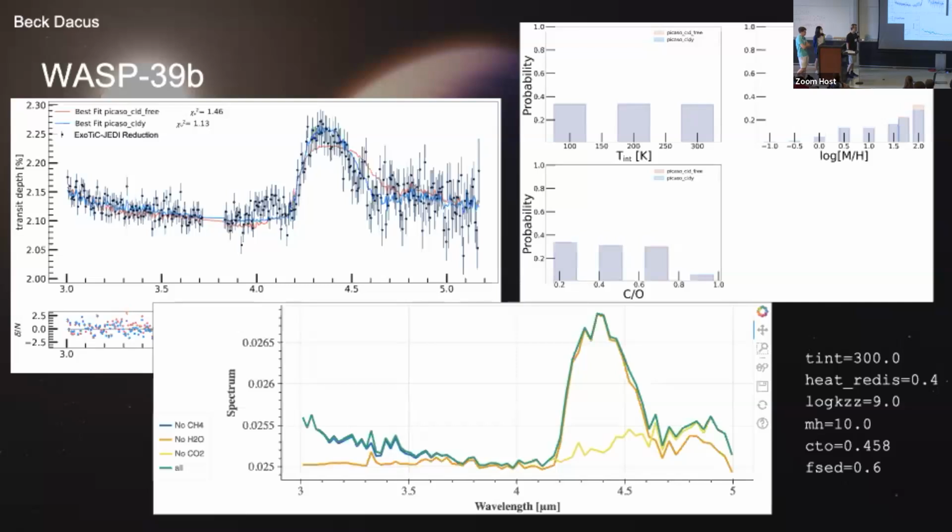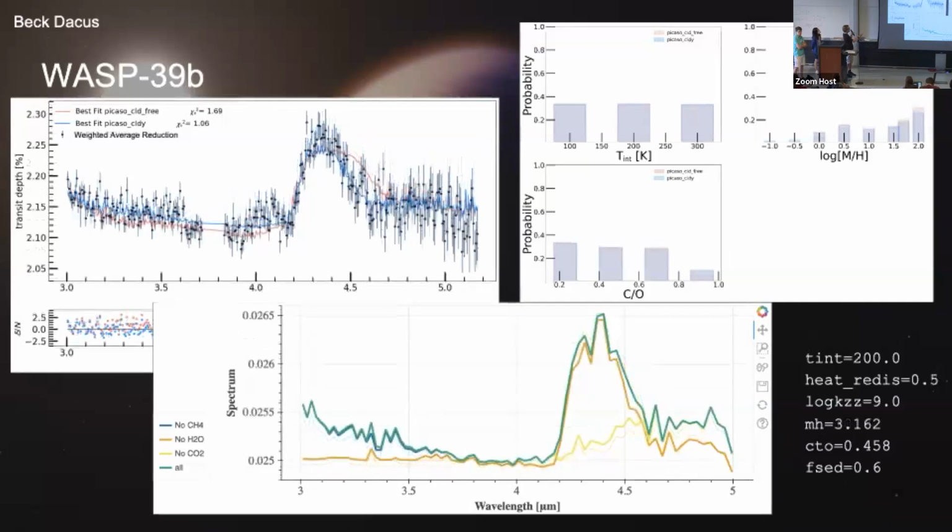Now, this is all for a particular reduction. You can see it's the Exotic Jedi reduction, which is a fantastic name. But the authors of this paper did 11 separate reductions, and they also included a weighted average of all of those reductions. When we look at that data, it doesn't change a huge amount for most things. You can see that the chi-square for the cloudy model has improved, and the chi-square for the cloudless model has actually gotten worse. It doesn't make a huge visual difference though.